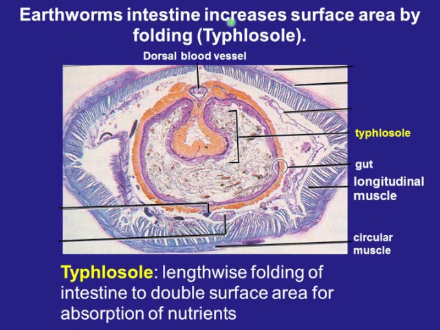How do earthworms increase surface area on the inside of their bodies for absorption? Well, what they can do is fold their intestine into something called a typhlosole. So we can see our diagram there. We can see the dorsal blood vessel. We can see the gut, the longitudinal muscles, the circular muscles. But then we have this thing called a typhlosole, which is a lengthwise folding in the intestine to double the surface area for absorption of nutrients.